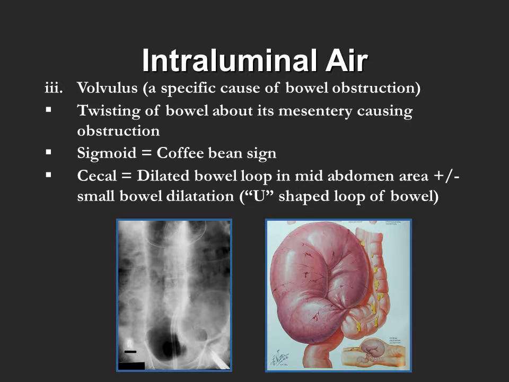If a volvulus occurs in the cecum, plain films will demonstrate a massively dilated bowel loop projecting into the left middle or upper abdomen. In addition, the small bowel will be distended and the distal colon will be decompressed.